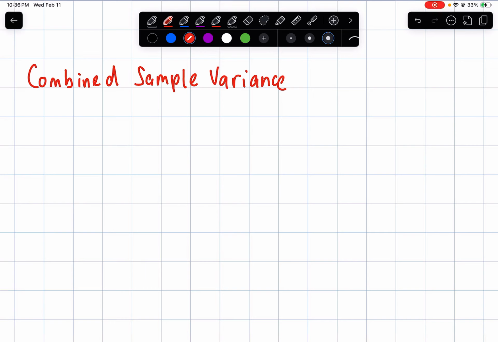Alright, so in this video, I'm going to be showing you guys how to calculate the combined sample variance. The reason why I'm making this video is because I did not know how to do it, and I looked online on YouTube and somehow nothing came up, and even ChatGPT was spiraling.